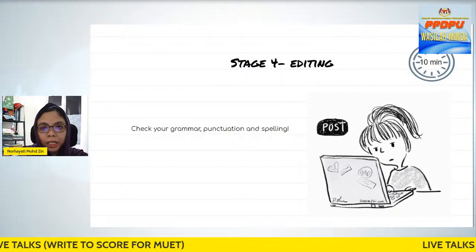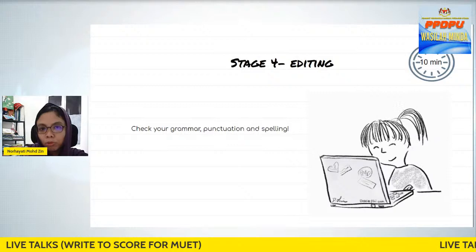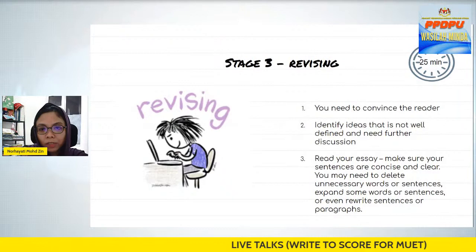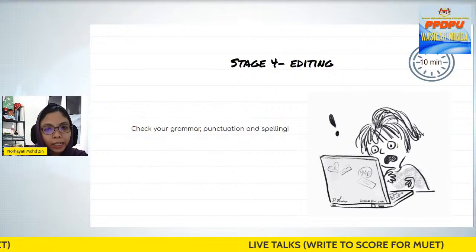This is why I always tell my students, don't write too long. Because if you write too long, then you don't have the time to revise. Okay? Now, stage three and stage four, those are the last two approaches that we have. Is there any question that you want to ask before we move on to other things that you want to highlight?